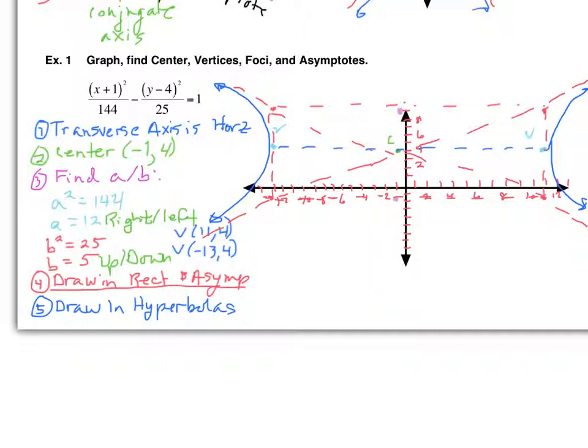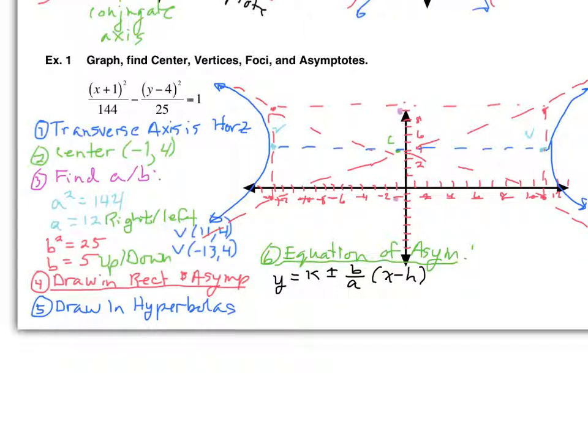So then let's find the equation to our asymptote. So step 6, equation of the asymptotes. So I'm going to give you that equation, but if you look at the other side, the equation is y equals k plus or minus b over a times x minus h. And we're using this one because x comes first.